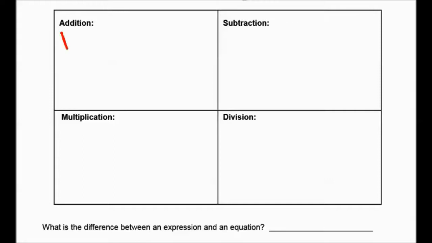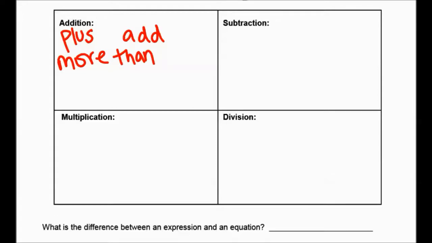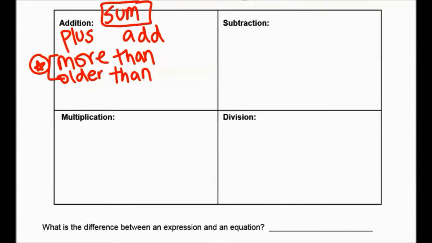We have plus, add, we have more than. They could also say, instead of more than, older than if we're talking about age. Okay, for these two, we're going to put a little star next to them. All right, we'll come back to those on the next page. We also have the word sum. We're going to put a box around that. Sum doesn't just mean to add, but it's actually the answer to an addition problem.